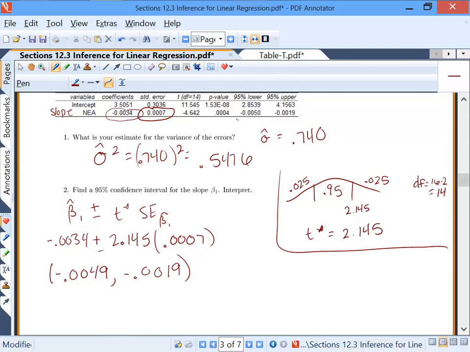And how do you interpret this? Okay, so we can say something like we're 95% confident that our population slope, so if we had all the data and not just the sample, that the slope of that would be somewhere between negative 0.0049 and negative 0.0019.